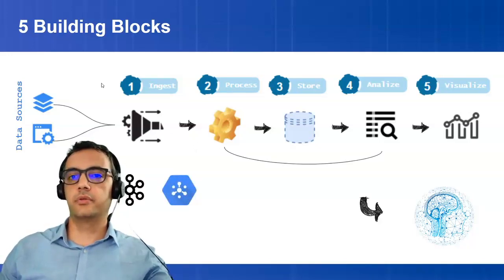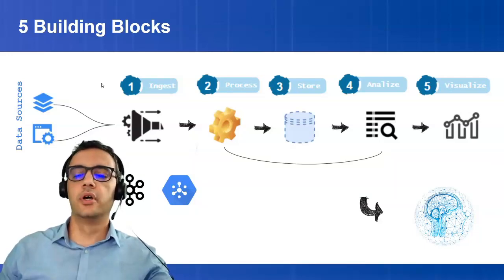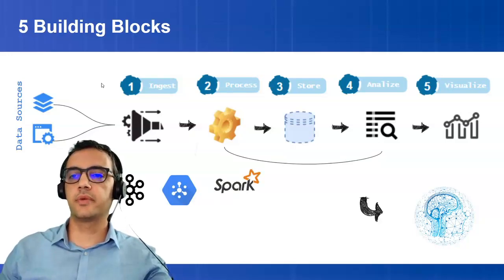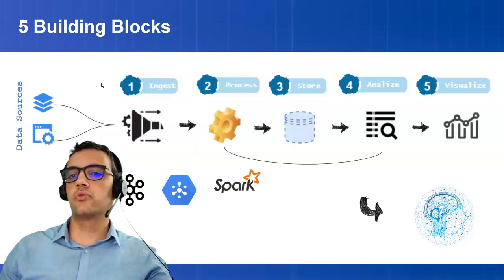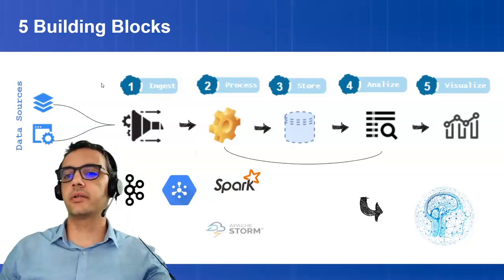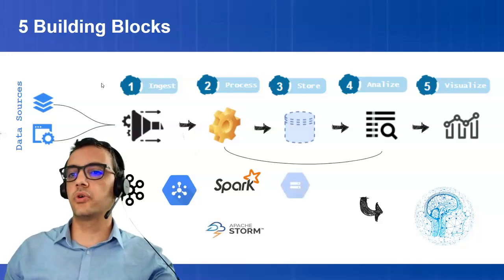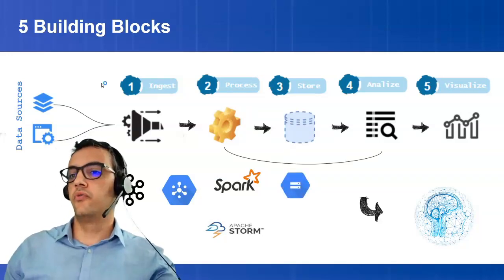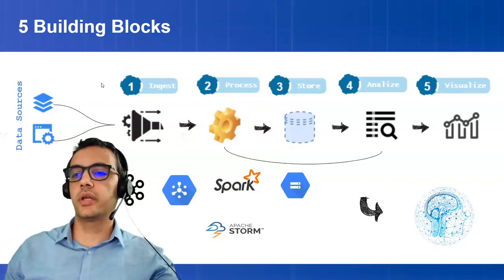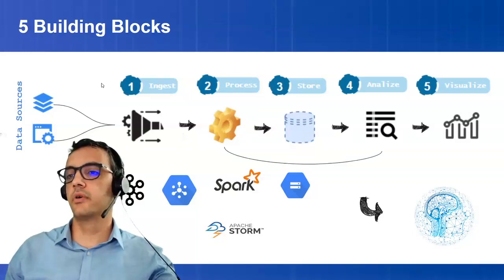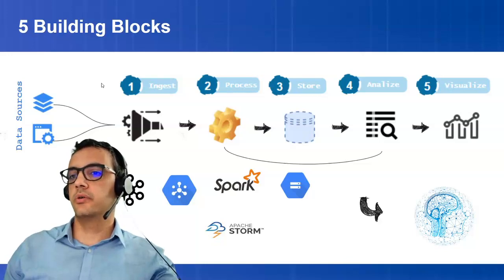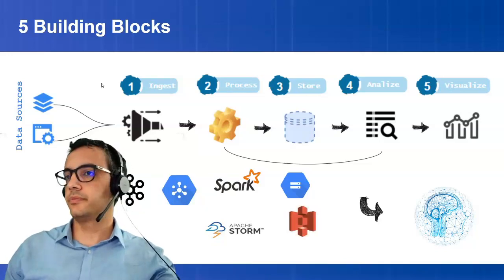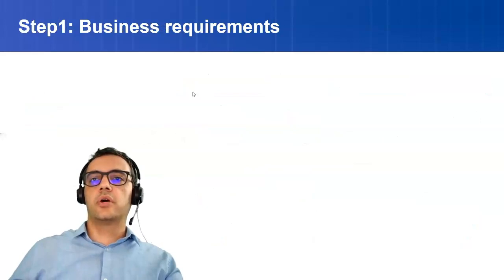PubSub, which is a Google product on GCP. For process engines, there are so many, and each one has some use cases and is suitable for some use cases. So we have, for example, Apache Spark, Apache Storm, etc. For the storage, we can have, for example, Google Cloud Storage or Amazon S3. So let's apply that to our use case.